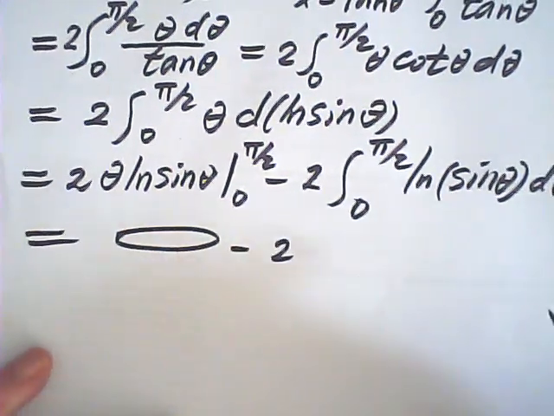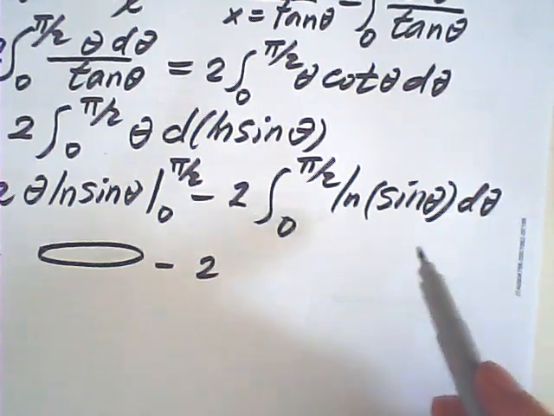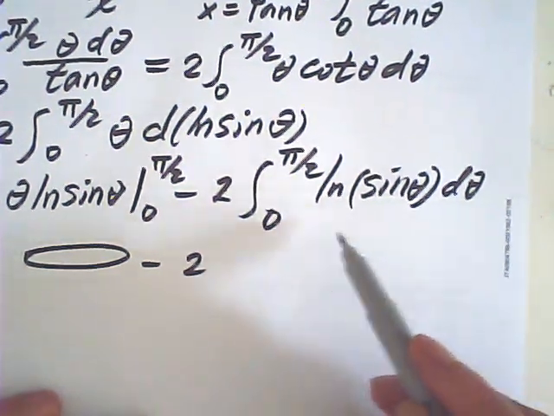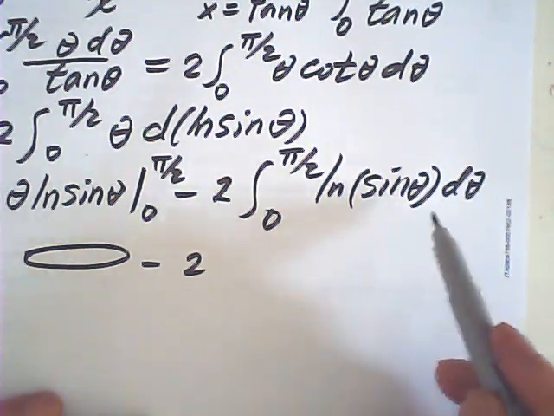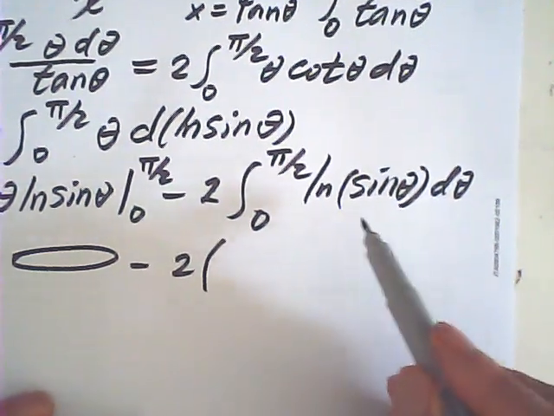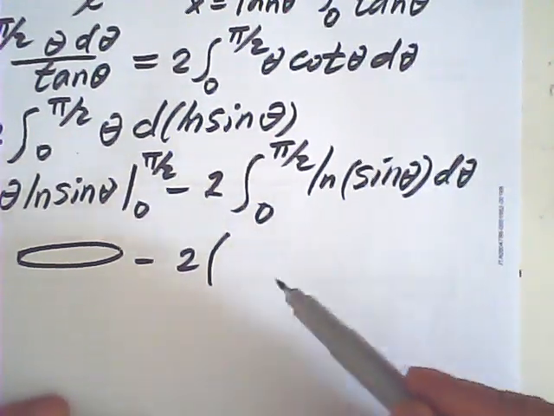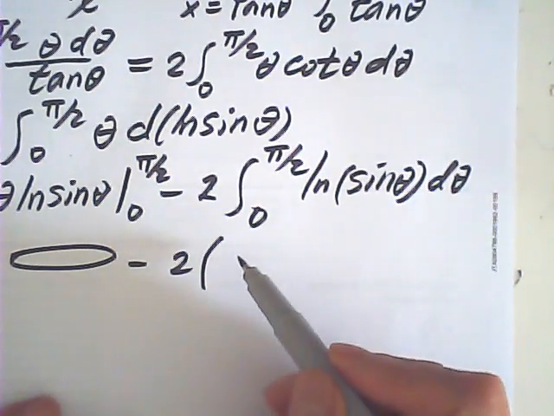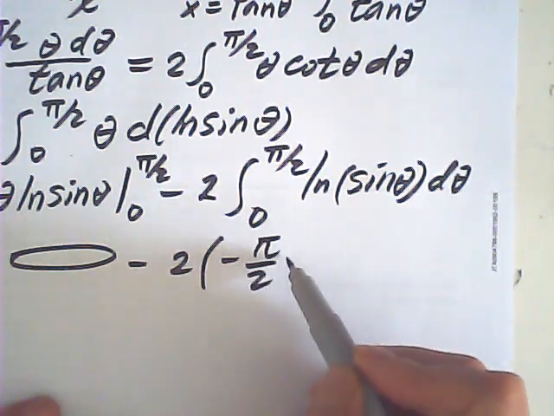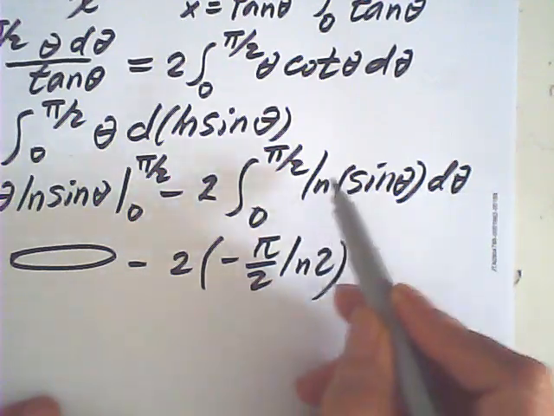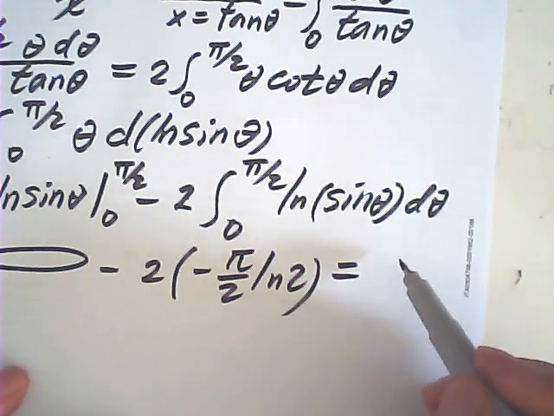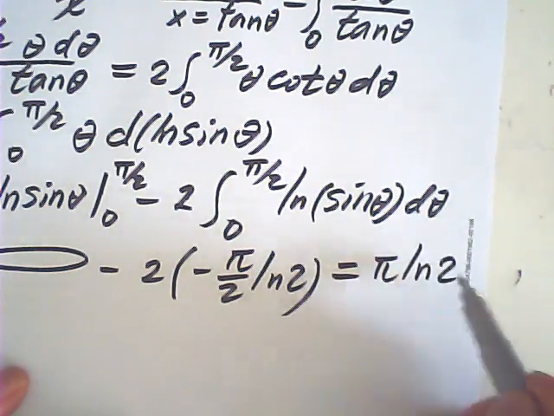Minus 2 times this integral. For that, I have a video dealing with this integral, so I'm using the result. I'm not repeating it here. If you want to see the detail, just go see the other video. The link is below, so you can easily access that video. This integral is this. Therefore, my J1 is equal to pi log 2.